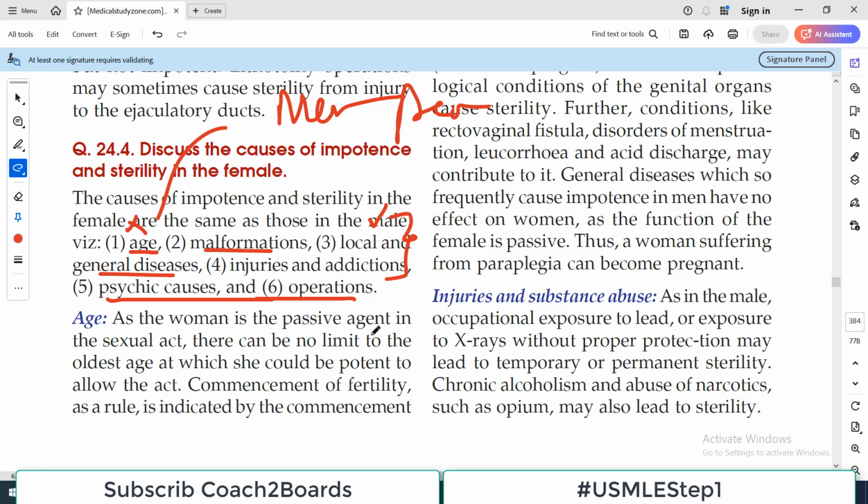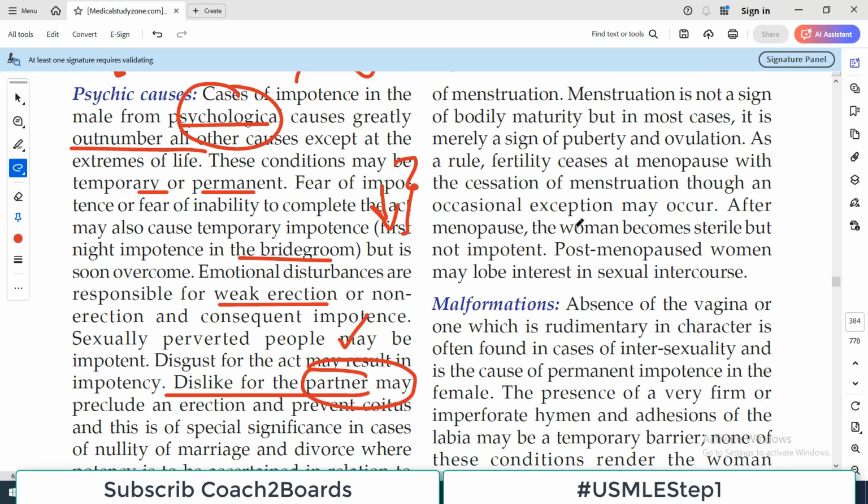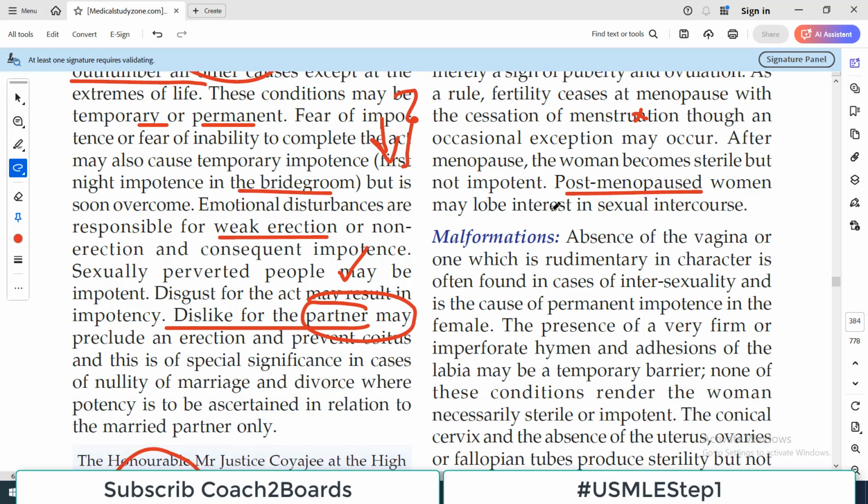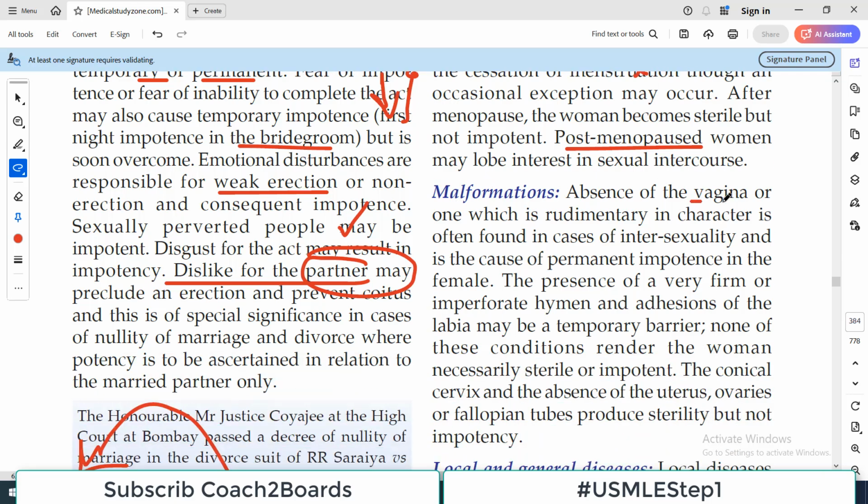एज वुमेन इन द पैसिव एज तो है, आपको पता ही है ना, मीनोपॉज है. सो वी नो अबाउट दिस, राइट? मीनार्की पे द मेंस्ट्रुअल साइकिल बिगिंस एंड नाउ इज द फीमेल फर्टाइल एंड आफ्टर मीनोपॉज एवरीथिंग इज स्टॉप्ड. सो पोस्ट मीनोपॉज सेक्सुअल इंटरकोर्स तो फिर हो सकता है, बट नो प्रोडक्शन ऑफ बेबीज, राइट? Malformations is absence of vagina, for example, or any malformation in the reproductive system.